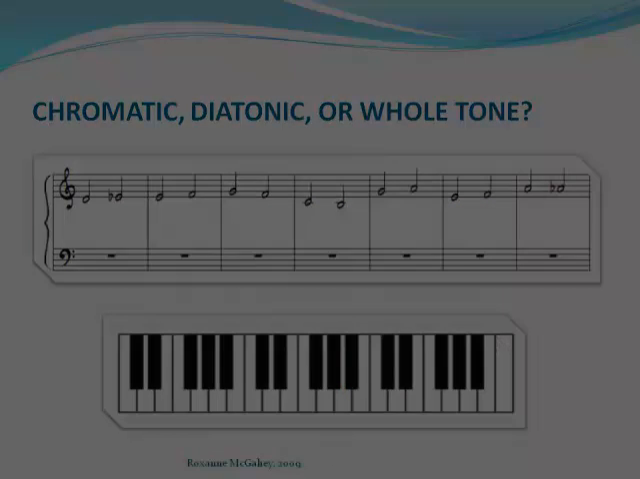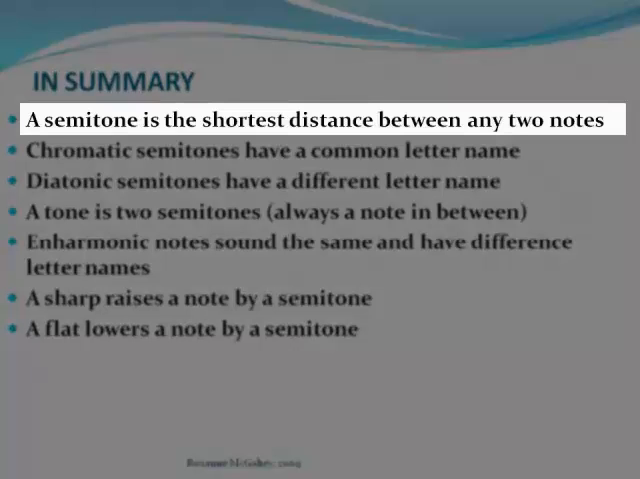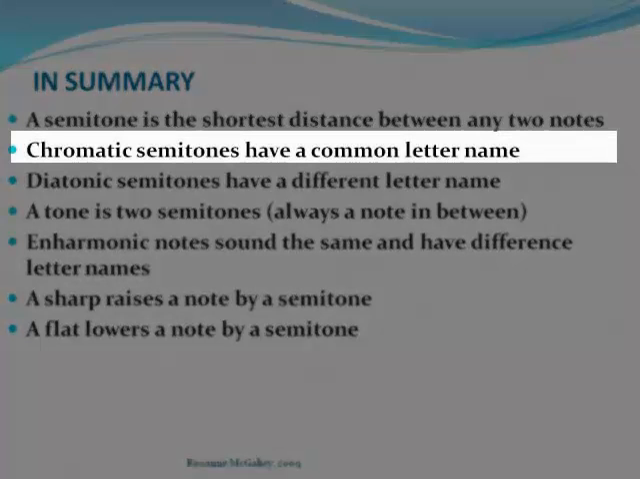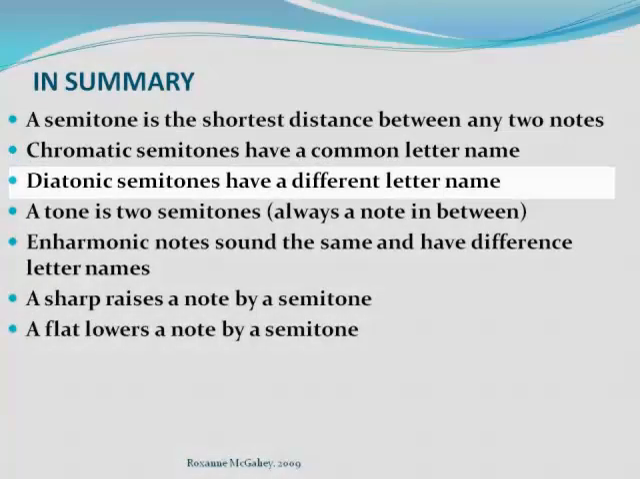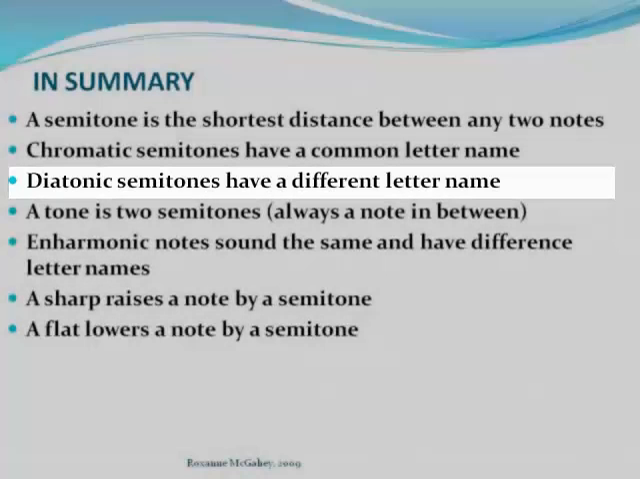Let's just review some of the concepts that we've covered. A semitone or a half step is the shortest distance between any two notes. A chromatic semitone is going to have the same letter name. Chromatic and common both start with C. Diatonic semitones have a different letter name. Diatonic and different both start with D.